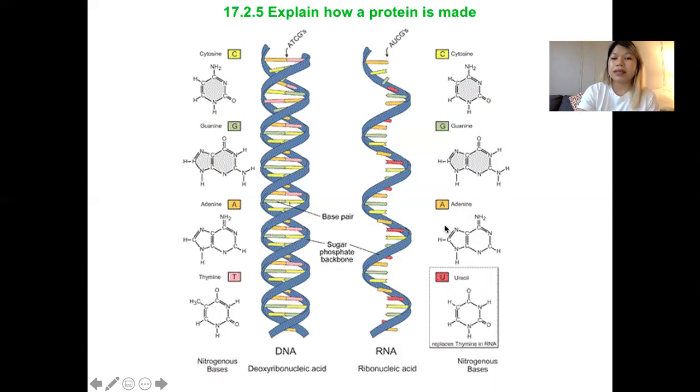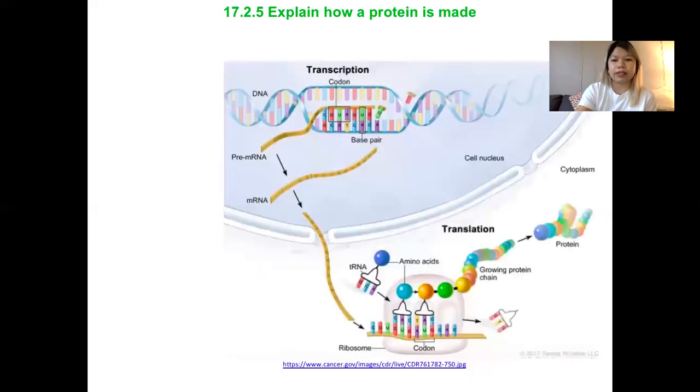So that means that instead of adenine A always being paired up with T for thymine, for RNA, you will always replace the T with the U, okay, and that is for uracil. This will make a lot more sense once we start looking at how to make proteins.